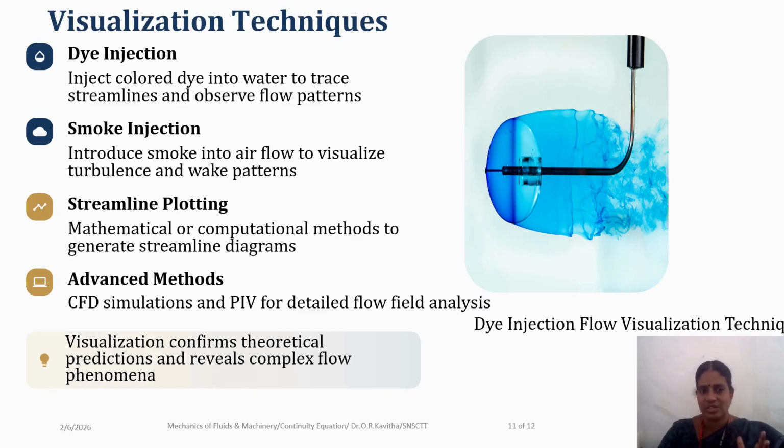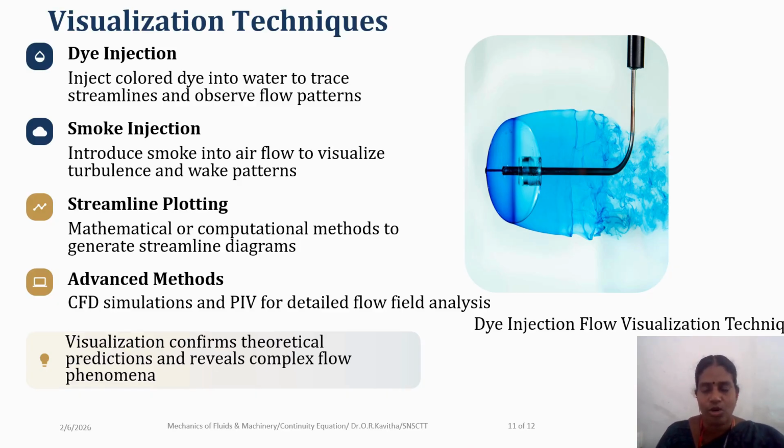In dye injection, we inject some dye color into the water to trace the streamlines and to observe the flow of water. Another method is smoke injection, where we introduce some smoke into the airflow, and you can visualize the turbulence and wake patterns. Similarly, mathematically we can compute it, and there are advanced methods like CFD analysis and simulation. This visualization will confirm the theoretical predictions, and it also reveals complex flow phenomena.